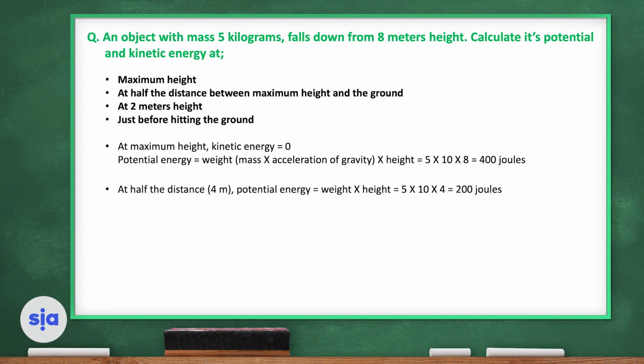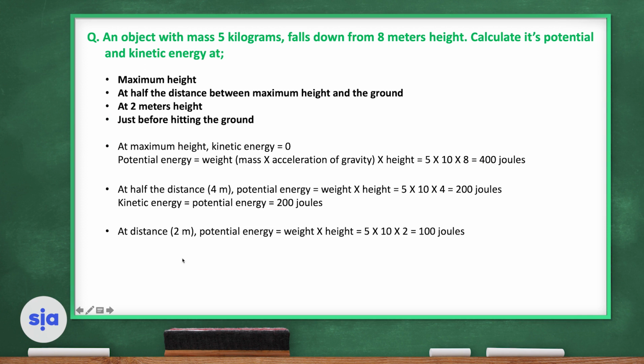At half the distance, which is 4 meters, potential energy equals 5 times 10 times 4, equal to 200 joules. The kinetic energy is equal to the potential energy, which is equal to 200 joules. At distance 2 meters, potential energy equals weight times height, 5 times 10 times 2, equal 100 joules.